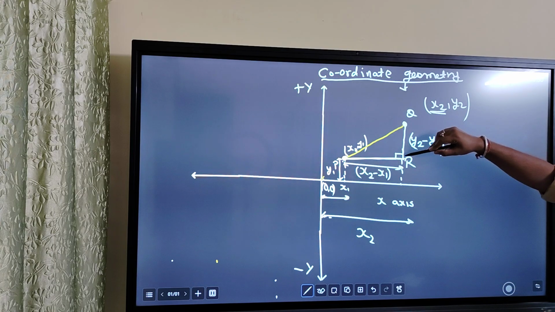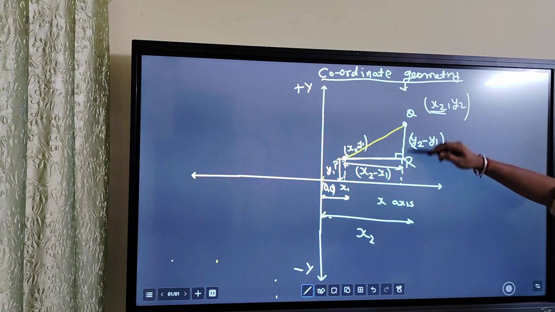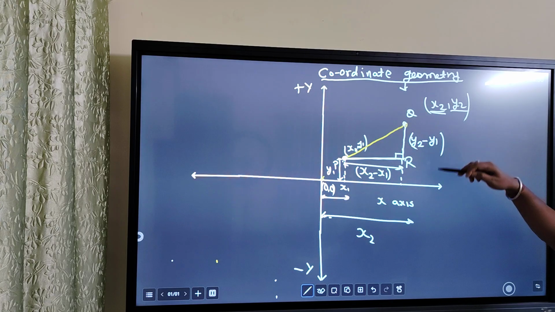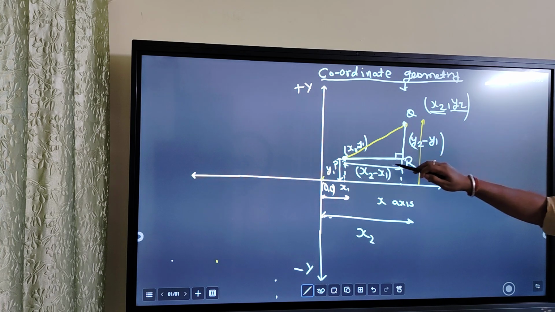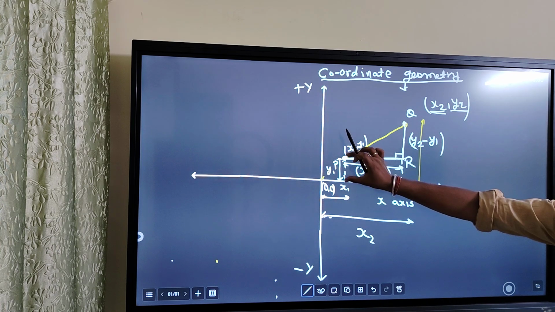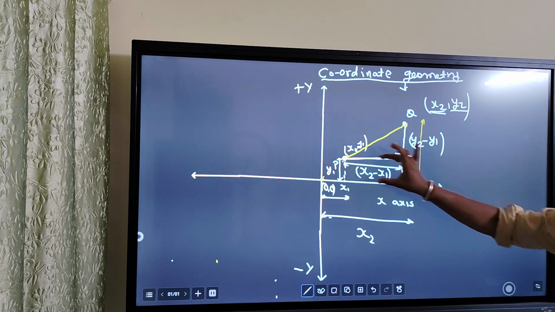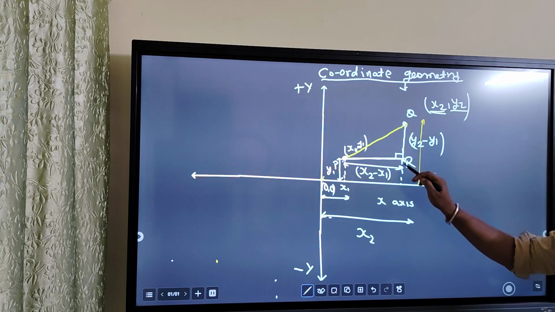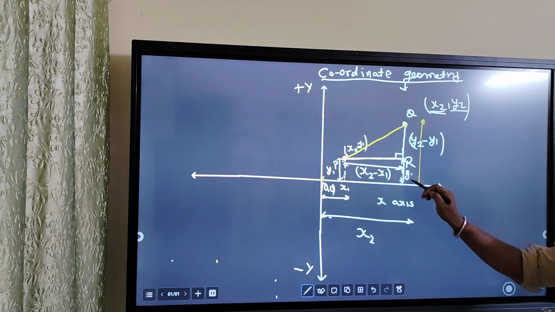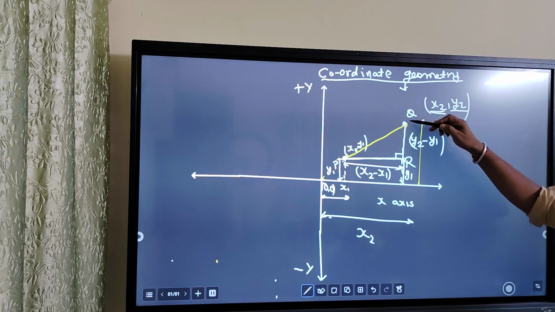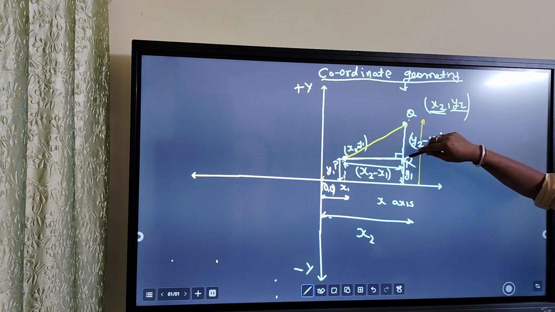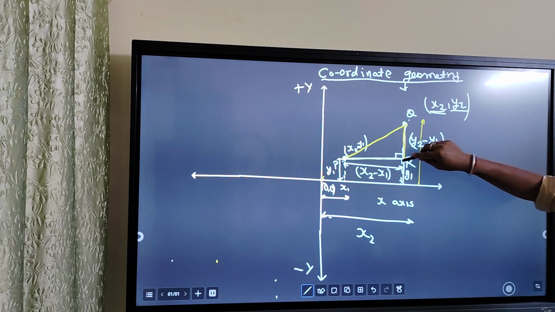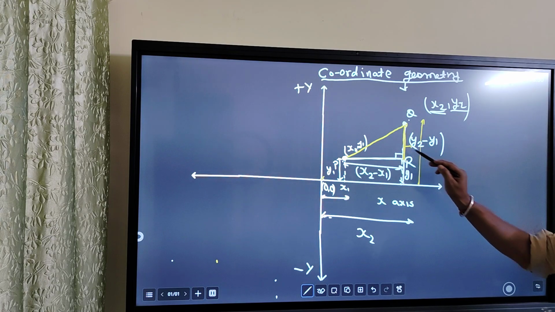If you have to find this QR, how much will QR be? Q's ordinate is y2, meaning its height. Height is how much? y2. And here it is y1, and you can see that this is parallel. So from here to here it is y2, from here to here y1. We want only this, so this will be y2 minus y1.